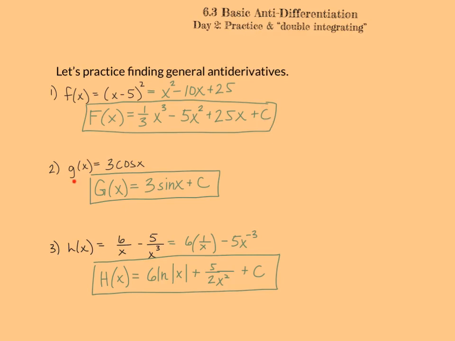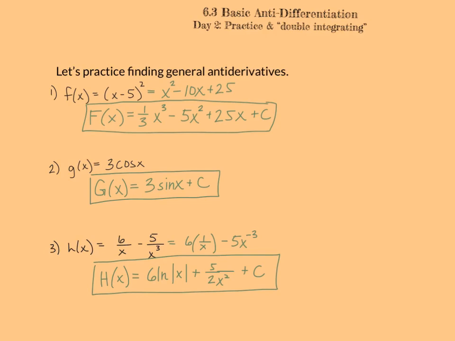For number 2, the 3 just remains out in front. It's not going to affect really how we proceed. The antiderivative of cosine is sine, and that's because the derivative of sine is cosine. No negatives required. Again, plus c for that constant.